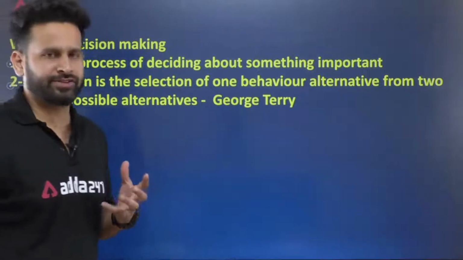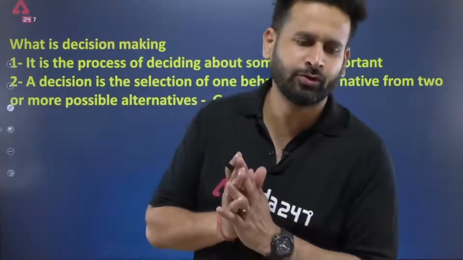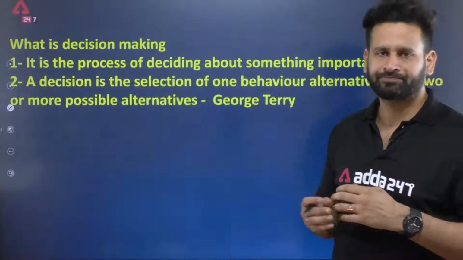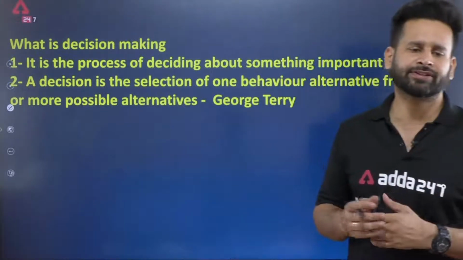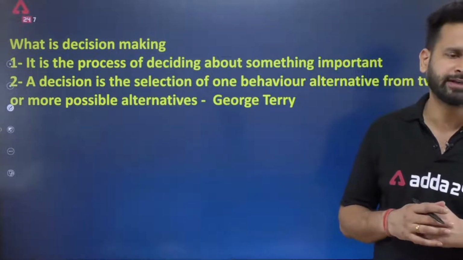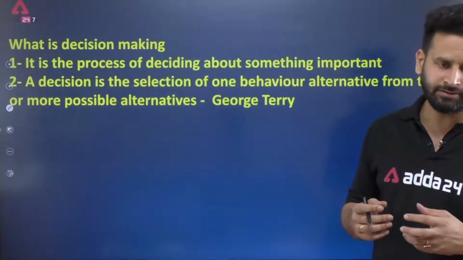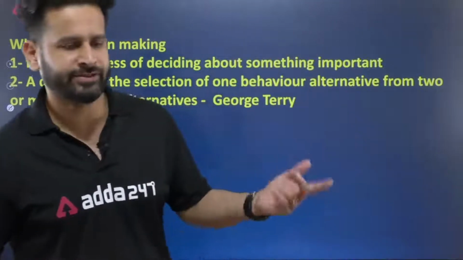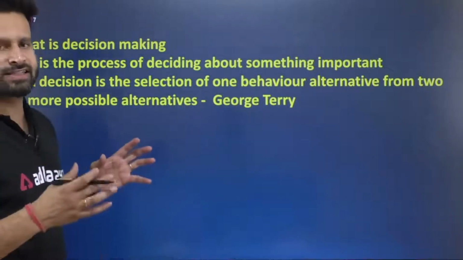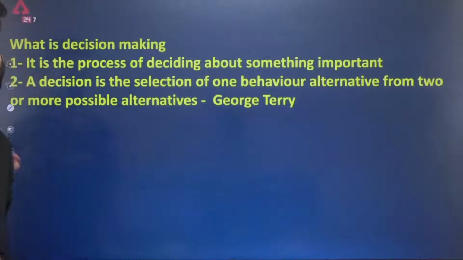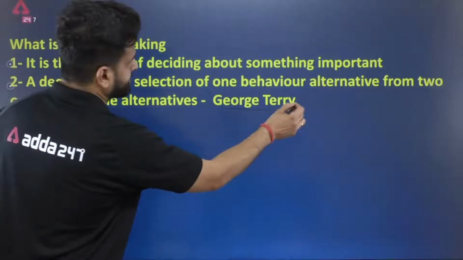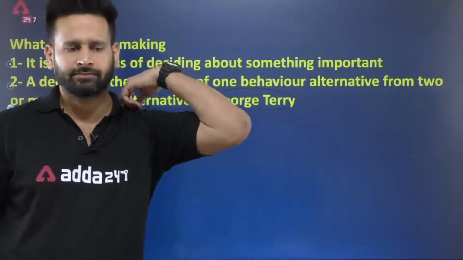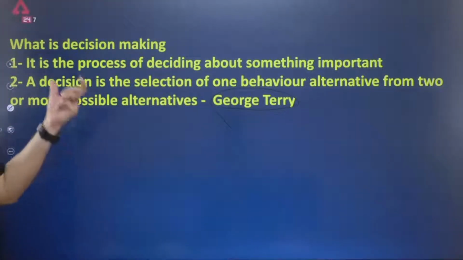Moving ahead with the second part, which is decision making. So what is decision making? Let's have an overview, a brief introduction of this part. Basically decision making is a process of deciding about something important, or we can also say a decision is the selection of one behavior alternative from 2 or more possible alternatives. Now this definition is given by George Terry, right? It's just for understanding what different scientists have defined decision making.